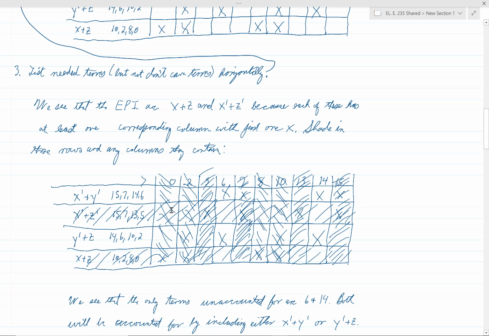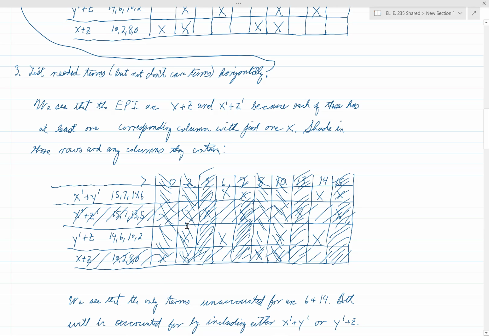I shouldn't be calling this column 1 and column 2. That's a little confusing. The first column is the column corresponding to max term 0. And since this essential prime implicate has 0 in it, I cross out all of that column, because by including that essential prime implicate, I've taken care of 0.